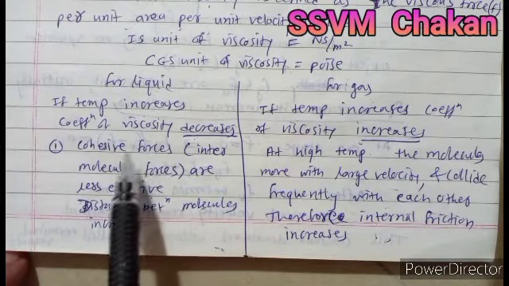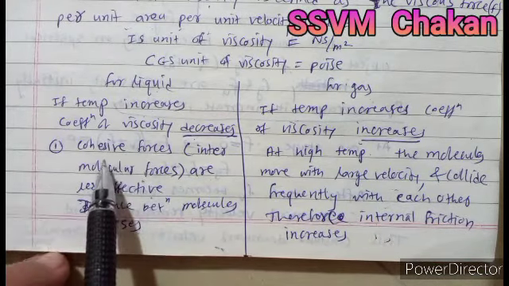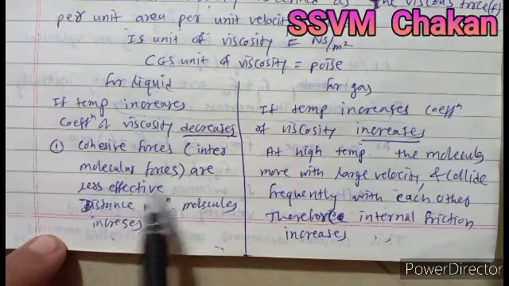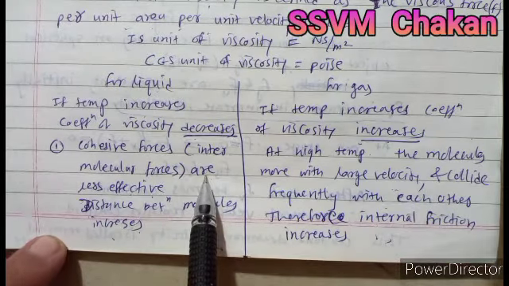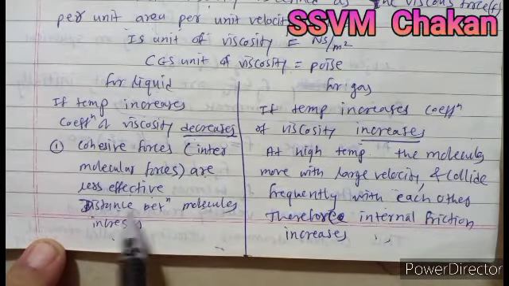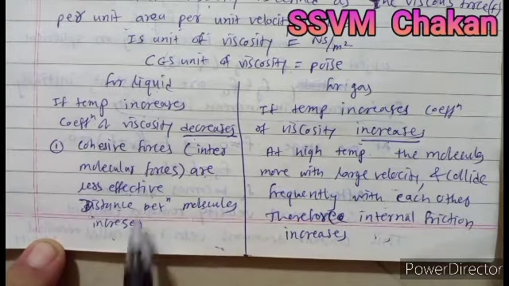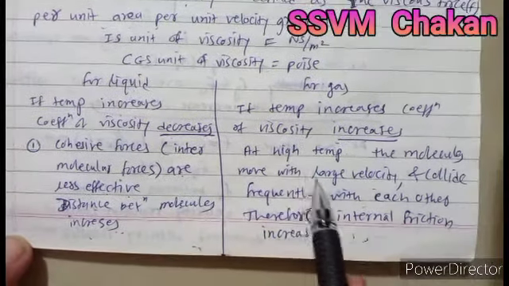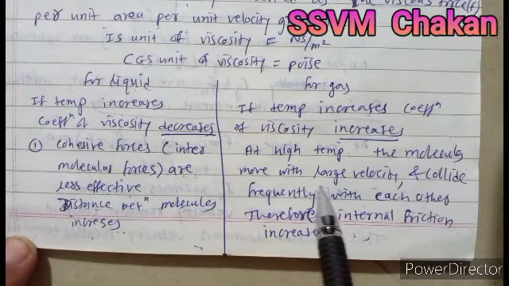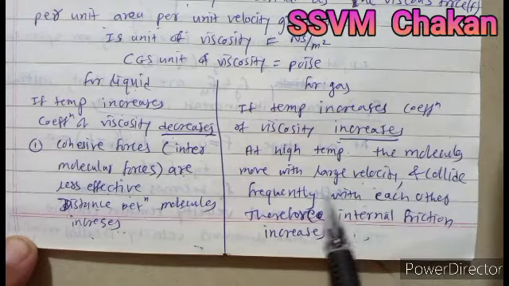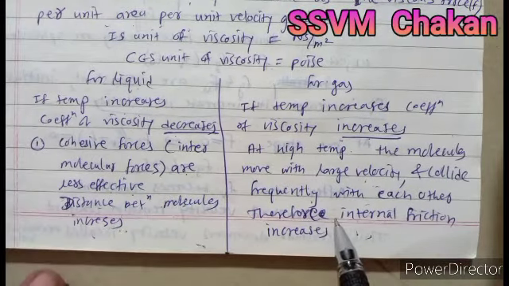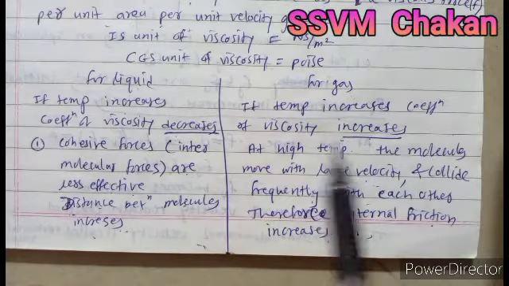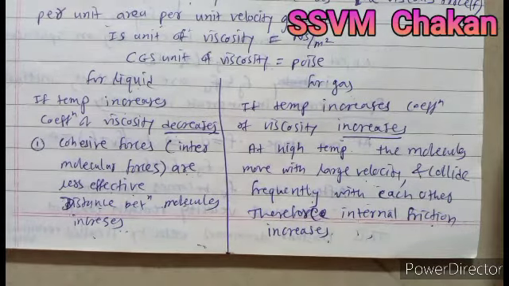हे का होतं? तर टेम्परेचर वाढल्यानंतर कोएसिव्ह फोर्स हे लेस इफेक्टिव्ह होतं, म्हणजे त्यांची ताकद कमी होते. इंटरमॉलिक्युलर फोर्सची ताकद कमी होते. दोन मॉलिक्युलमधलं डिस्टन्स वाढतं, म्हणून विस्कॉसिटी डिक्रीज होते. इकडे असं का होतं? टेम्परेचर वाढलं तर मॉलिक्युलची व्हेलॉसिटी वाढते, त्यांचं कोलिजन वाढत जातं. कोलिजन वाढलं की इंटरनल फ्रिक्शन वाढतं आणि हे वाढल्यामुळं विस्कॉसिटी तुमची वाढते.